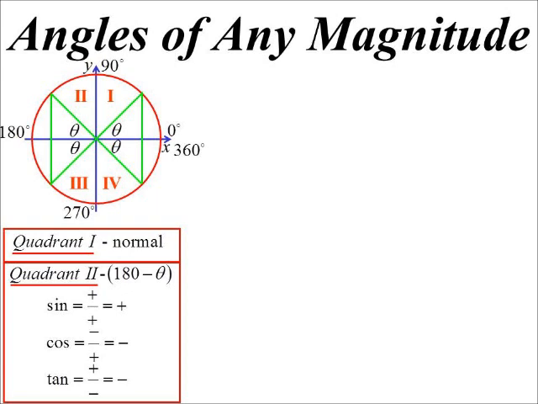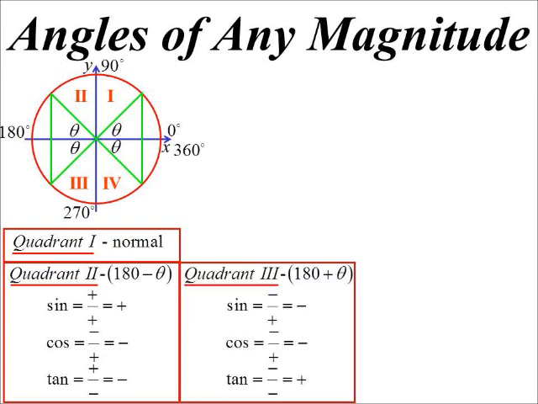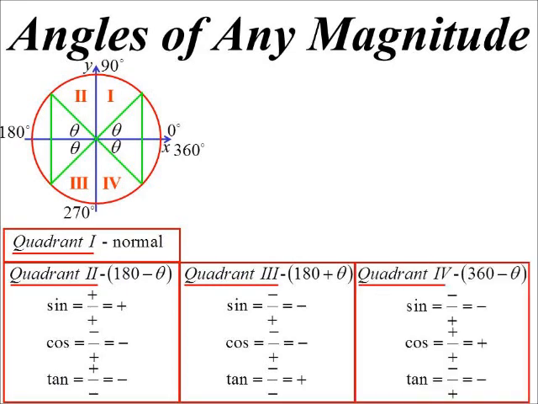In quadrant 3, it turns out that tan is the positive one, the other two are negative. And in quadrant 4, it's cosine that turns out to be the positive one, and the others are negative. But again, notice how I've labelled them. Quadrant 2 I've called the 180 minus theta. Quadrant 3, 180 plus theta. Quadrant 4, 360 minus theta.